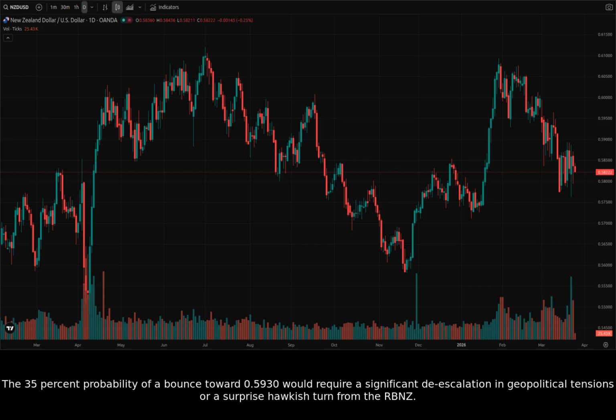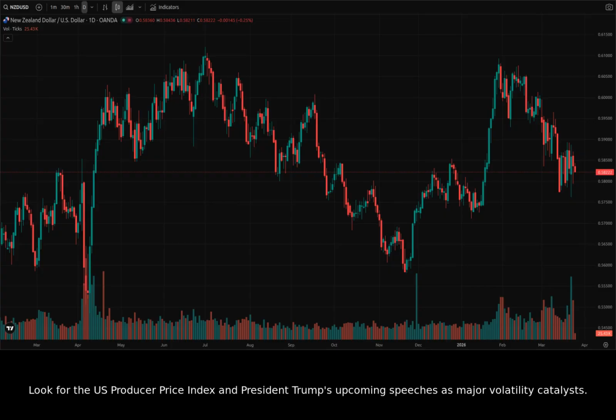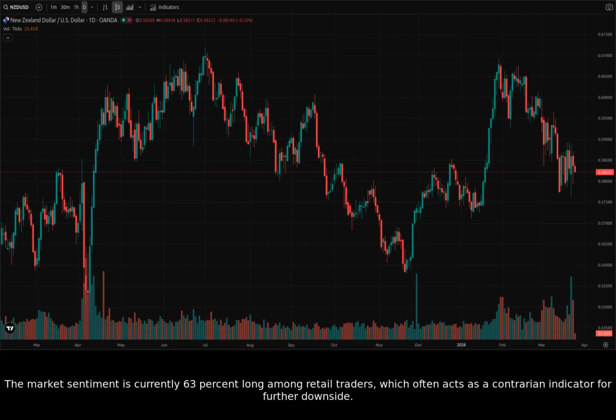The 35% probability of a bounce towards 0.5930 would require a significant de-escalation in geopolitical tensions or a surprise hawkish turn from the RBNZ. Look for the U.S. Producer Price Index and President Trump's upcoming speeches as major volatility catalysts. If you are trading this pair, ensure you are using tight stop losses around these pivot points to manage your risk. The market sentiment is currently 63% long among retail traders, which often acts as a contrarian indicator for further downside.